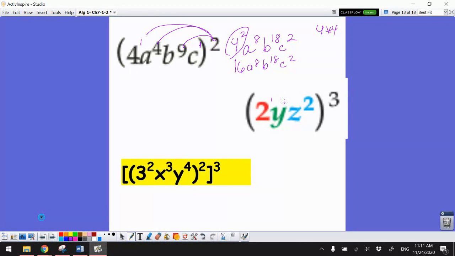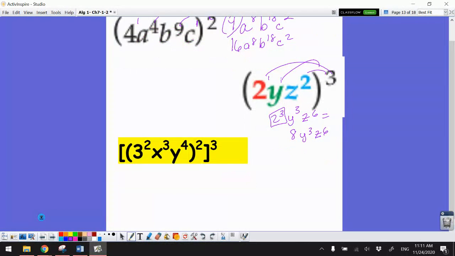Okay, same thing here. Let's distribute. 2 to the third, y to the third, z to the sixth, because I'm multiplying. 2 to the third is actually 8. So 8, y3, z6. All right, now this next one has multiple distributions. So I can see that there's a distribution here, and then there's one on the outside. So I'm going to go ahead and do the 2 first.